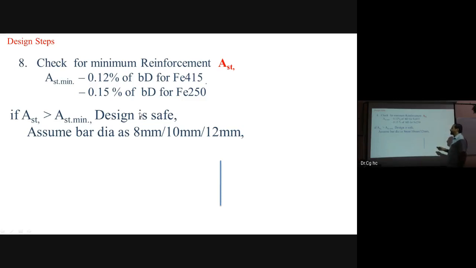Now let us assume the diameter of the bar. Usually in the slab design, the main reinforcement is 8 millimeter, 10 millimeter or 12 millimeter, depending upon the span and depending upon the load on the structure. Now you can use the diameter, isn't it? You use among these.